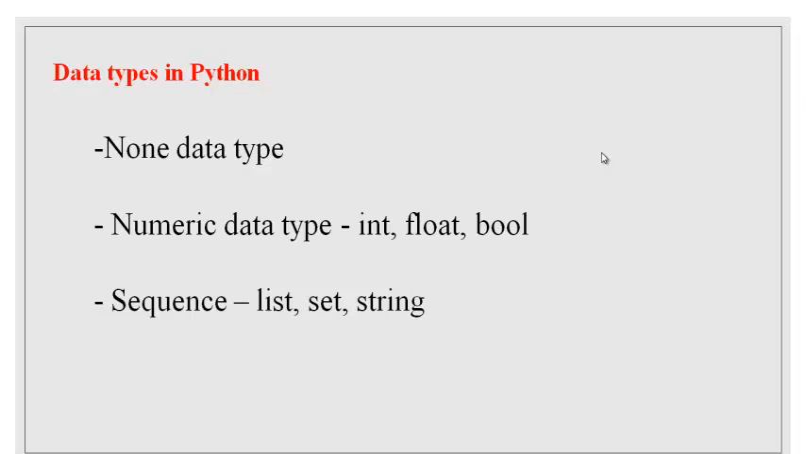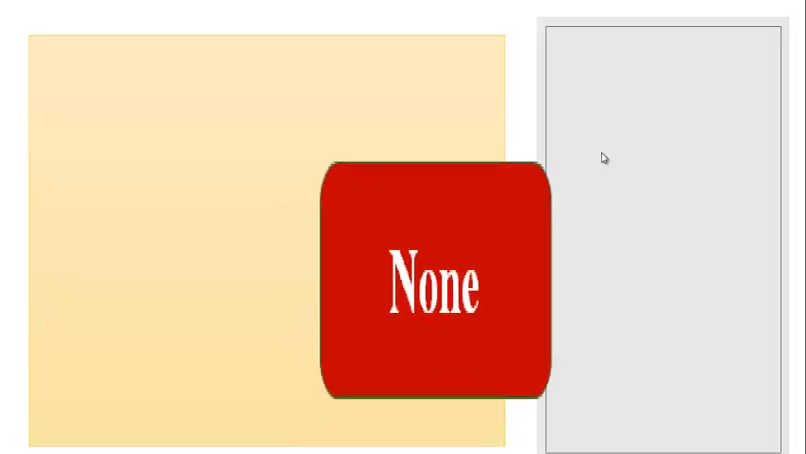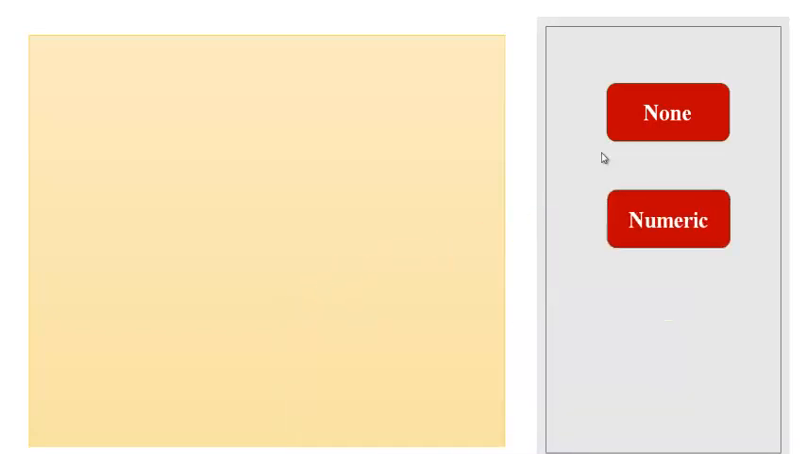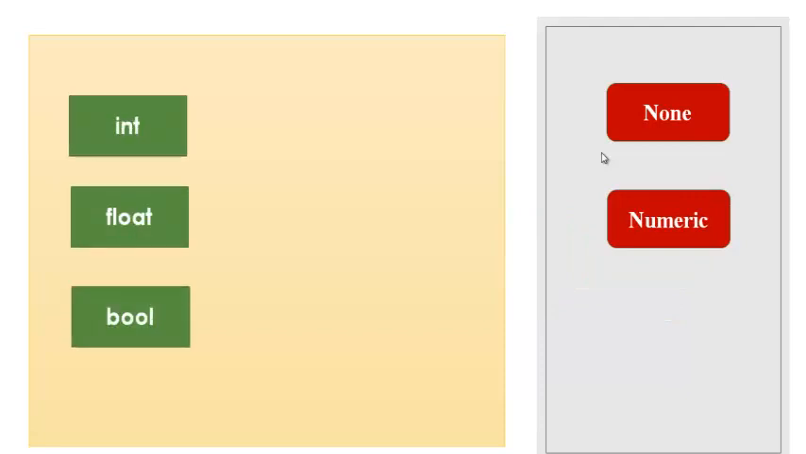Now let's start with the first data type, none. When you have a variable and you don't assign a value to it, we call it none. In other programming languages we call it null, but in Python we use the word none. So this is the first data type. Moving to the second one, the numeric data type. And here we have multiple types: int, float, and bool.